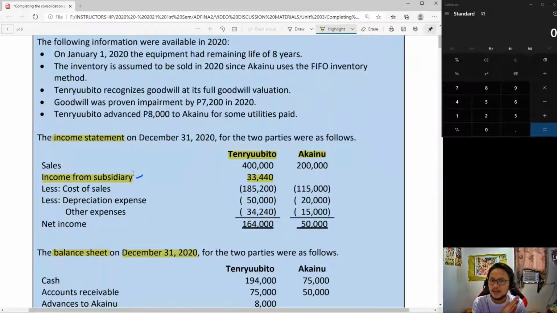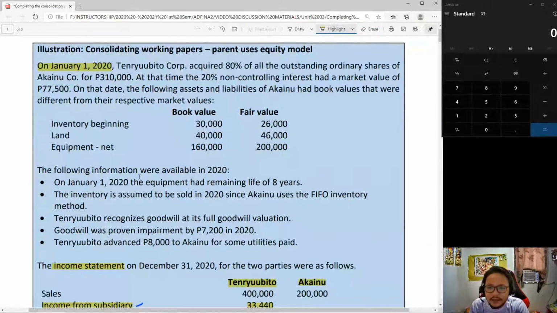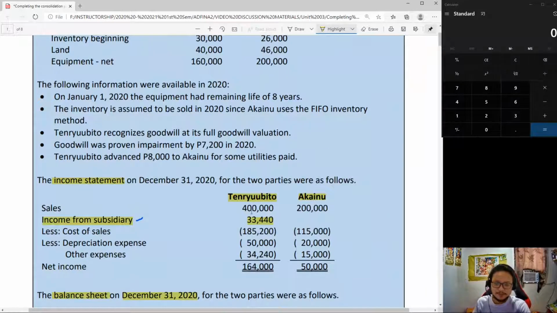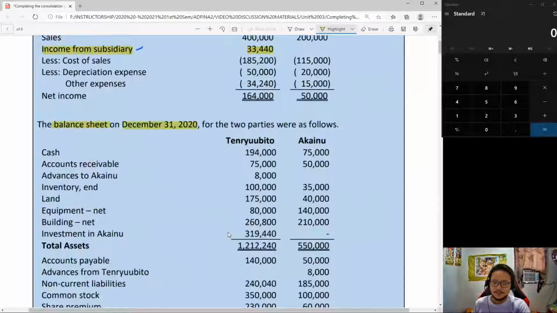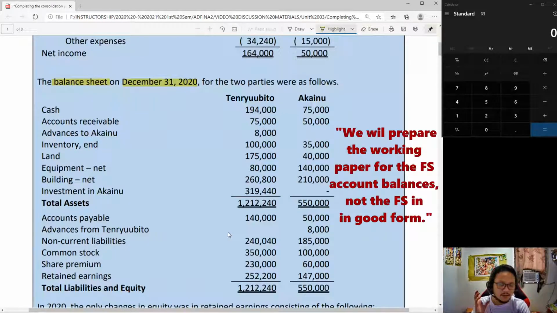Pero, guys, I think it is already mentioned in the problem. Or is it? Okay, it's not mentioned. Ayun. It's already up there in the title. So, equity method nga to. Pero again, guys, kung hindi na mention dyan, ito yung hint mo. Ito yung income statement. Pause the video anytime. Ito naman yung balance sheet. And we will be using the two items in making the consolidated financial statements. So, balance sheet, Tenry Ubito, and Akainu.